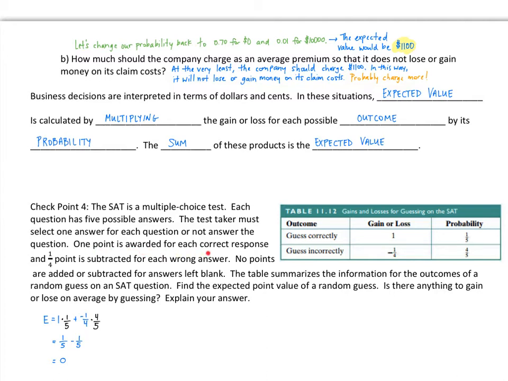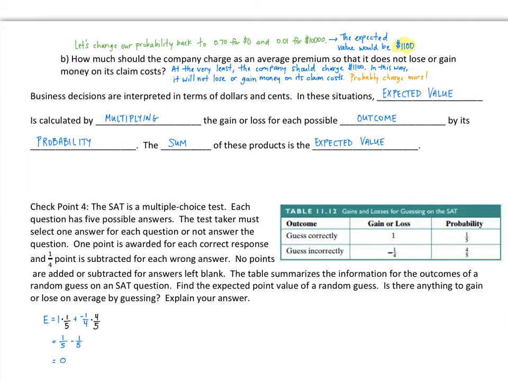1 point is awarded for each correct response, and 1/4 point is subtracted for each wrong answer. No points are added or subtracted for answers left blank. The table summarizes the information for the outcomes of the random guess on an SAT question. Find the expected value of a random guess. Is there anything to gain or lose on average by guessing?